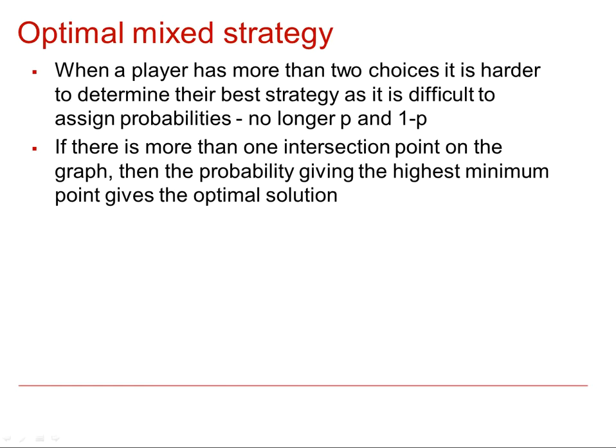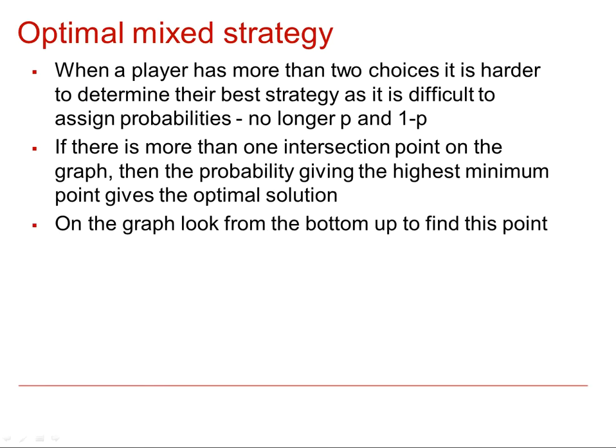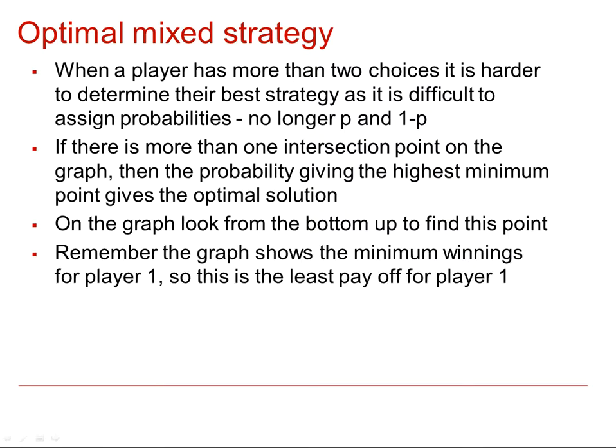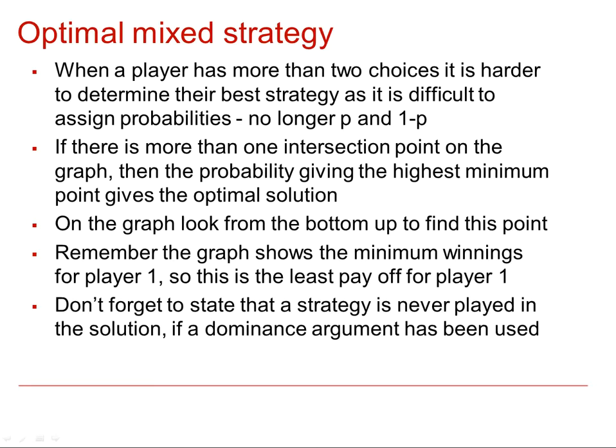We then want to find the intersection point which is highest, and that will give us the 2 equations that we can solve for P. And then there will be one particular value which may not be used in some situations, and therefore you're going to ignore that one as a dominance argument has been used.